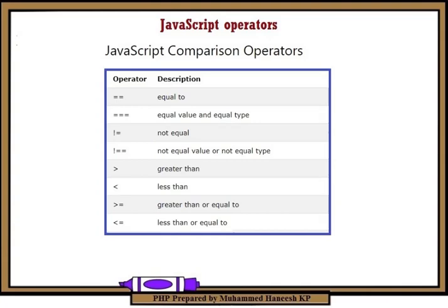Hi all, today we are going to discuss another operator in JavaScript, that is the comparison operator. We have the following comparison operators in JavaScript. First one, equal to, then equal value and equal type, not equal value or not equal type, greater than, less than, greater than or equal to, less than or equal to. So we are going to examples.